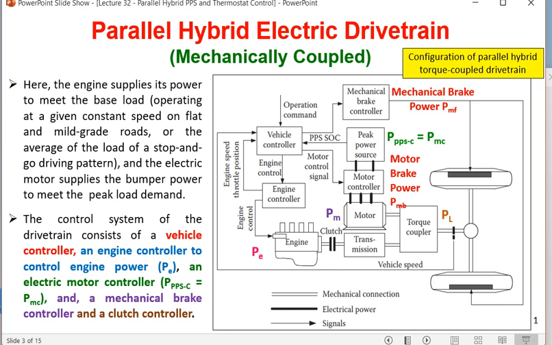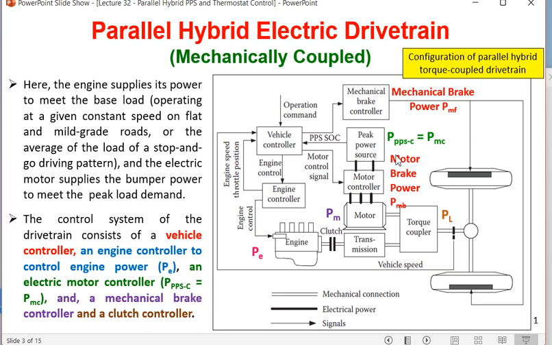Now all the power nomenclature that we have used: beside the engine we have written PE, and beside the motor we have written PM. So PM is the motor power, PE is the engine power, PL is the load power which is being requested from the vehicle controller by the vehicle. So whoever is the driver, they are asking for this PL load power from the vehicle controller. Now this PL is of two types. If the vehicle is in traction, this will be the traction power. If the vehicle is going into the brake mode, at that time PL will be the brake power that has to be generated by the vehicle.